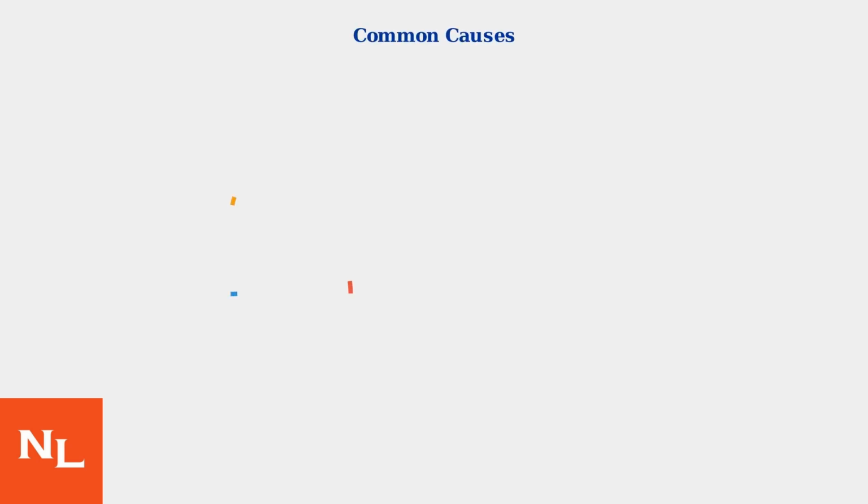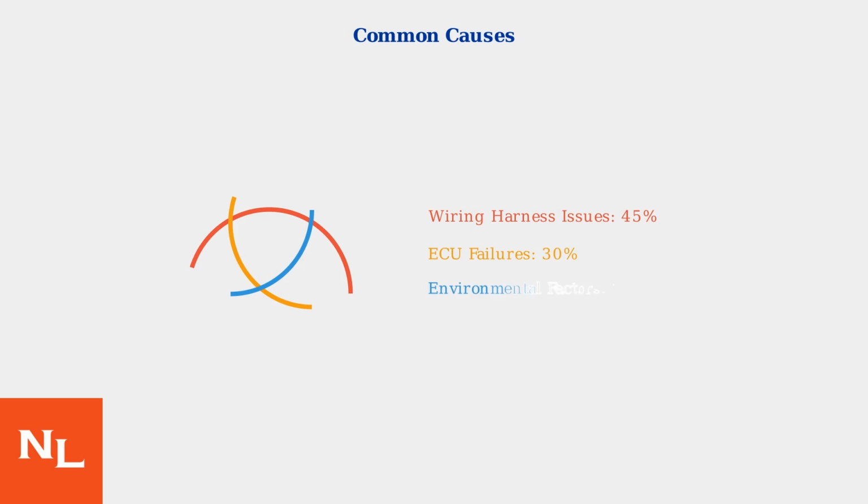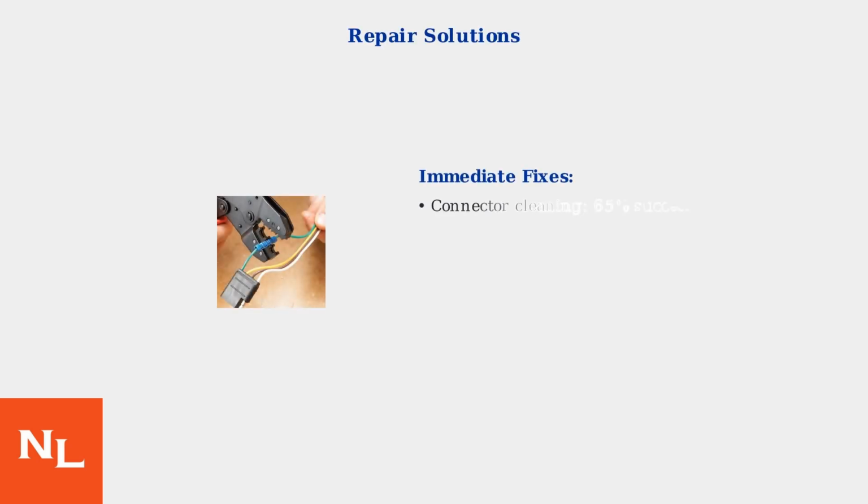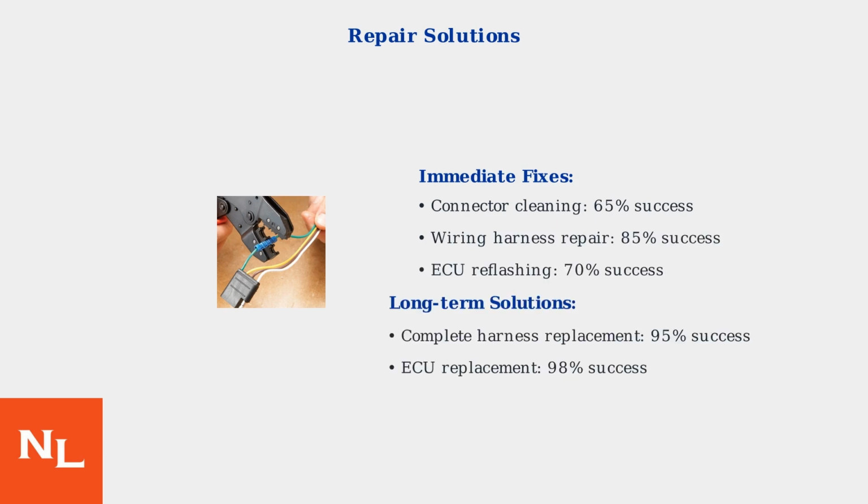Error 55 has three primary causes based on service data. Wiring harness issues account for 45% of cases. ECU failures represent 30%, and environmental factors like water intrusion cause 25% of occurrences. Repair solutions vary by complexity and success rate. Immediate fixes include connector cleaning with 65% success rate and wiring harness repair with 85% success rate for visible damage.